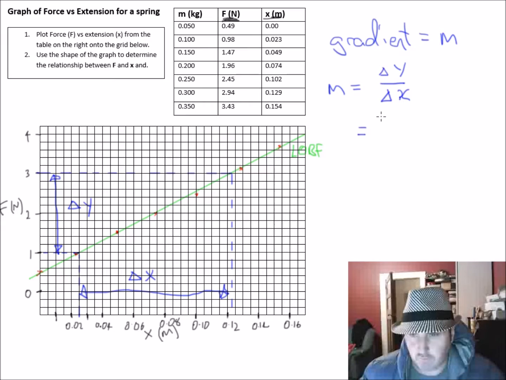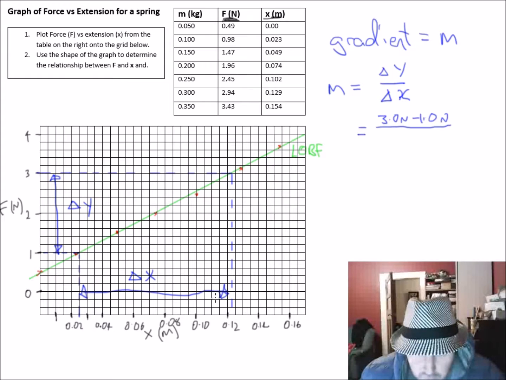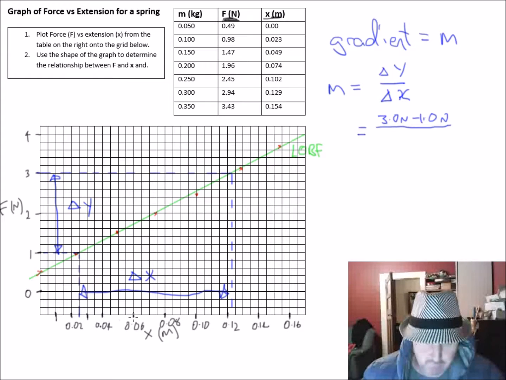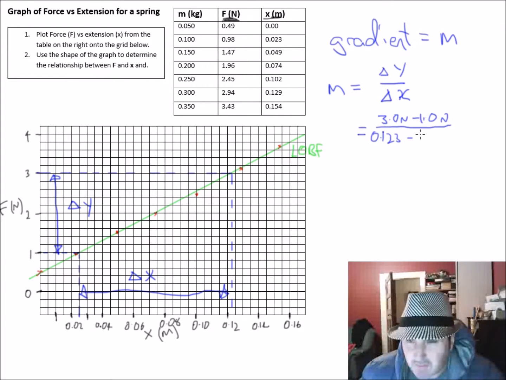It's 3.0 newtons minus 1.0 newtons, over x, which is what? 1.23 minus 0.225. 0.123 minus 0.2. Oh no, that's 0.25. 0.025.